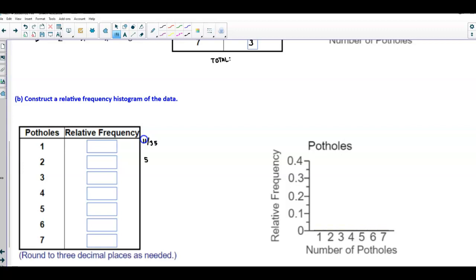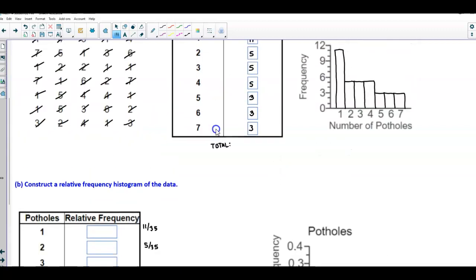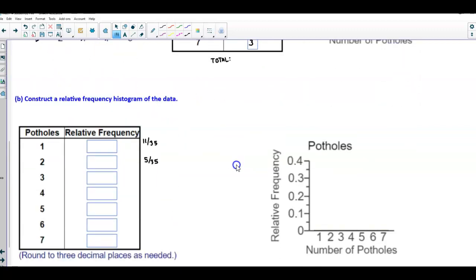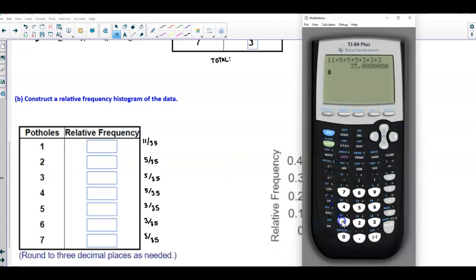I'm going to take 5 divided by 35, and likewise 5 divided by 35 and 5 divided by 35. And then 3 divided by 35, 3 divided by 35, and 3 divided by 35. So let's do 11 divided by 35, which gives us 0.3142. It says to round to 3 decimal places.